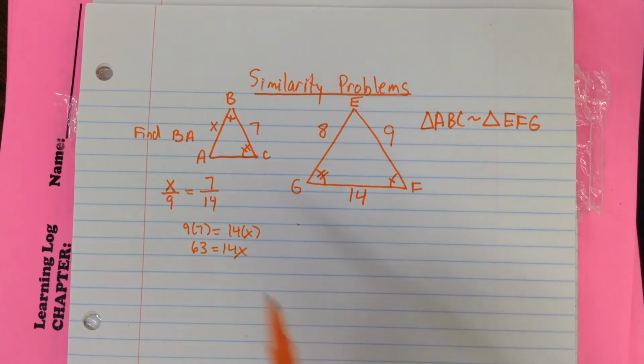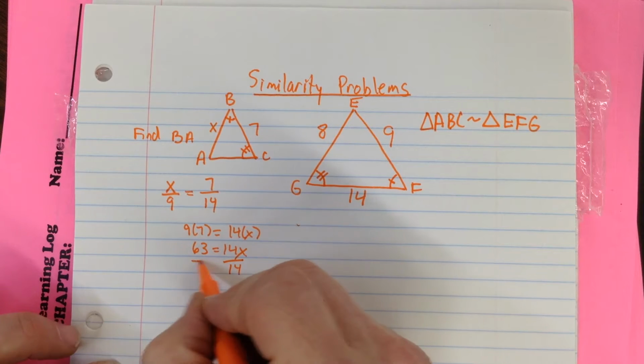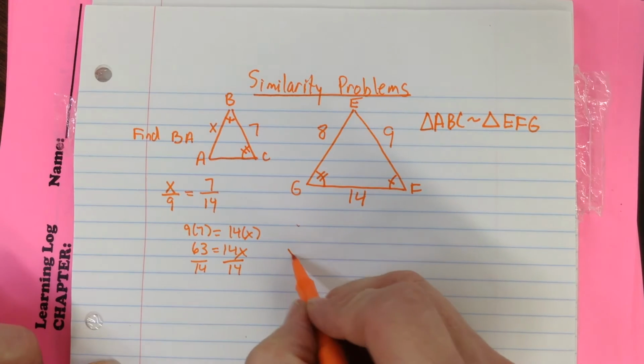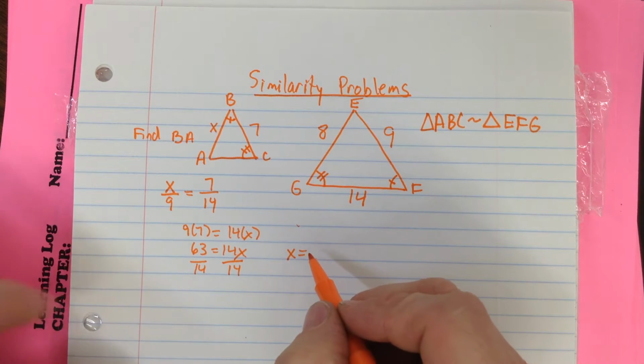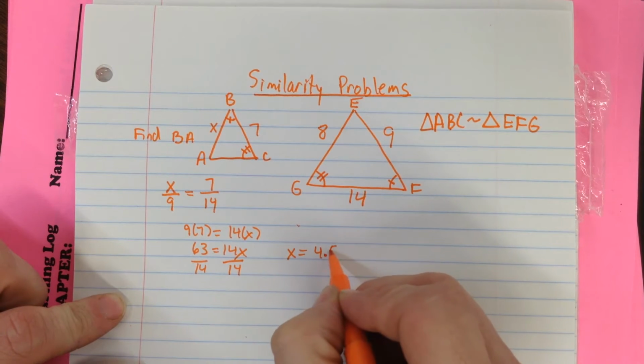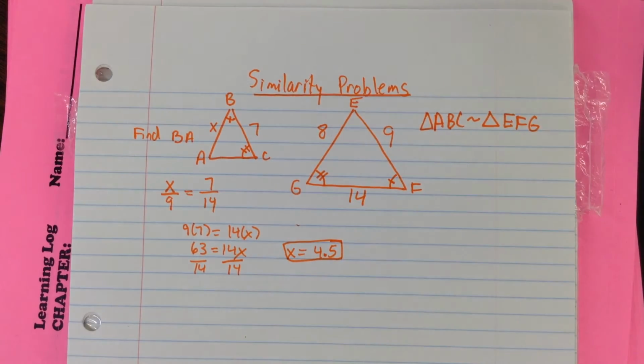All right. And then at that point we are going to just get x by itself. We're going to divide both sides by 14. And we're going to come up with a final answer of 63 divided by 14, which is 4.5. So that's how you find that.